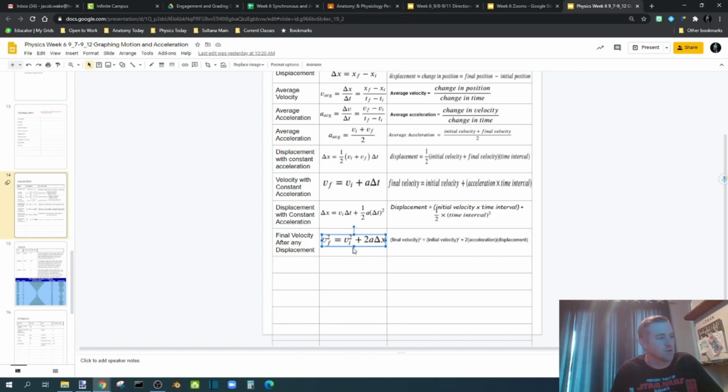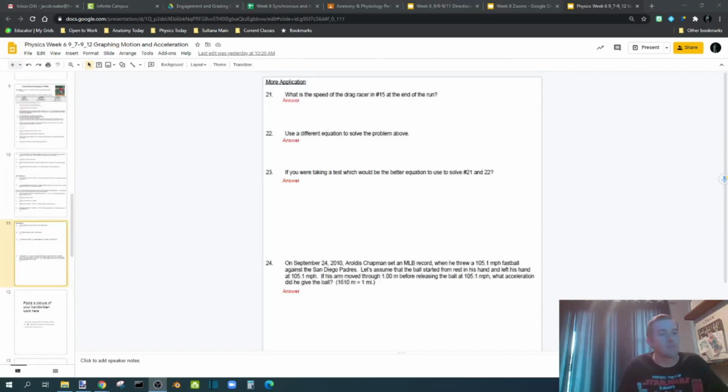So basically, initial velocity is going to be 0. Plug in your acceleration, which is 10 meters per second squared. Multiply that times the distance, which is 400, and then multiply all that by 2, and then you've got to square root all that, and that should give you your final velocity. So that pretty much covers 21. So let me stop recording here, and I'll switch over to 22.